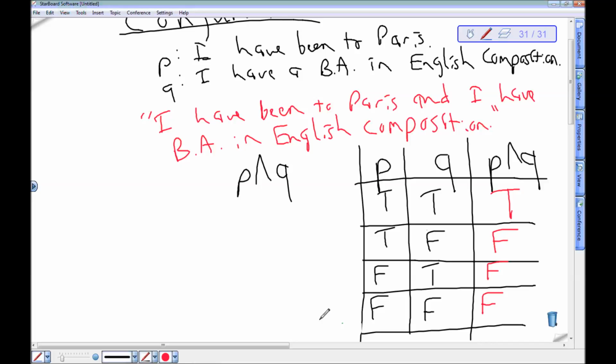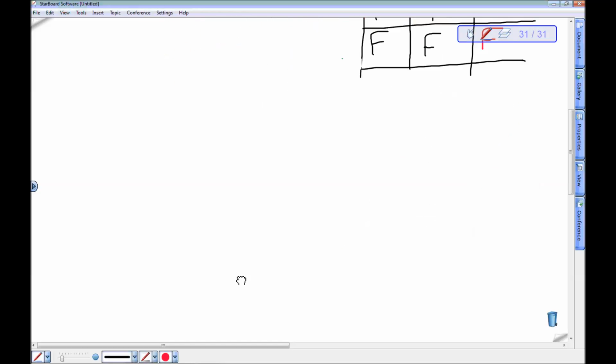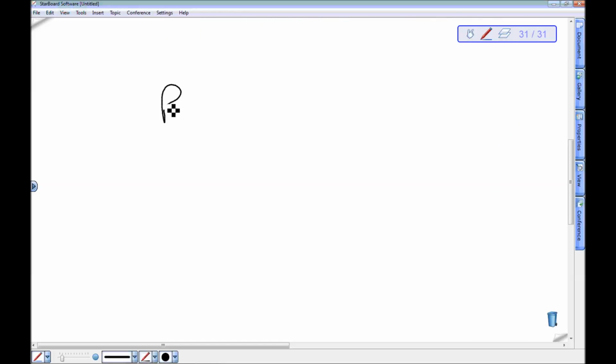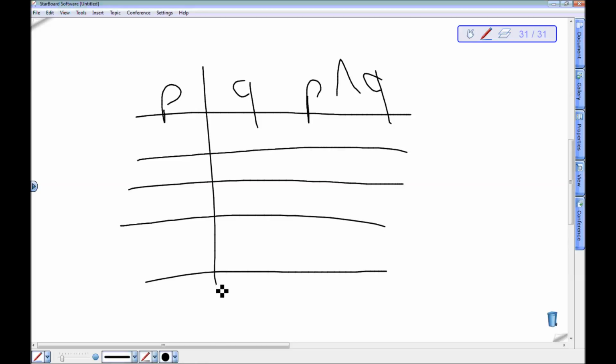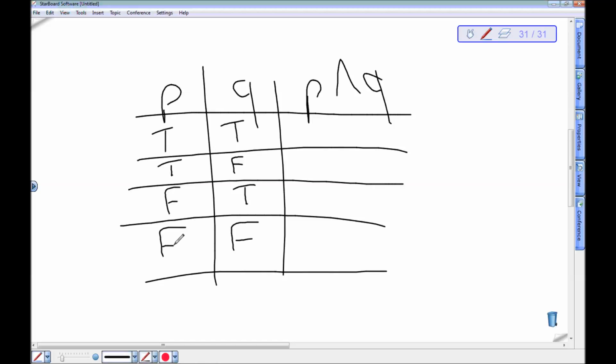So here's our truth table for conjunction for P and Q. I'm just going to recopy it quick. P, Q, P and Q. 4 rows. True, false, false, false. Notice that the one standout line here in the truth table for conjunction is the top one. And that's the one that I can remember if I want to remember how this works.